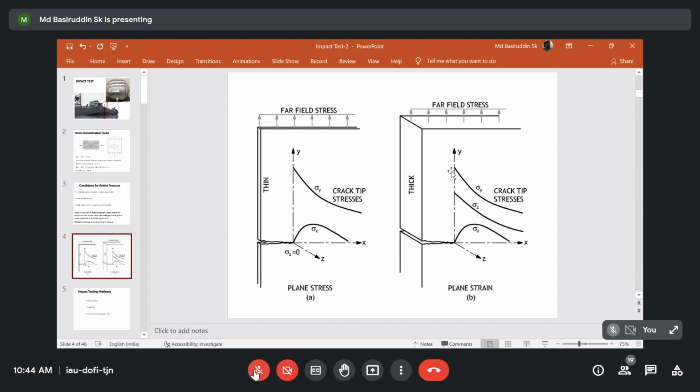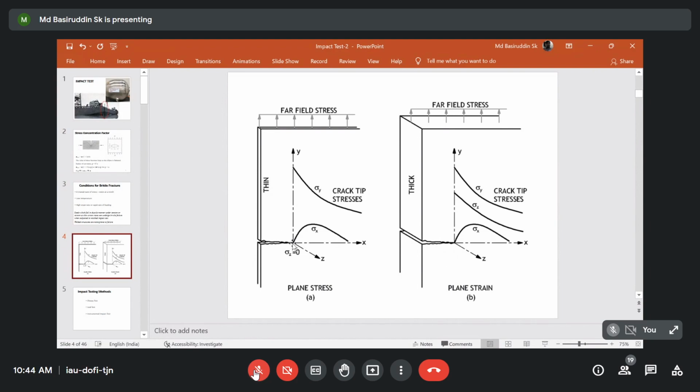In case of thick material, what will happen? Along with sigma x and sigma y, a sigma z component will be there, along the thickness direction. So it will actually hamper the shear fracture. Due to this sigma z component, the shear fracture is not allowed to take place. More or less that will lead to the fracture mode being brittle, so the fracture will happen in a brittle fashion.